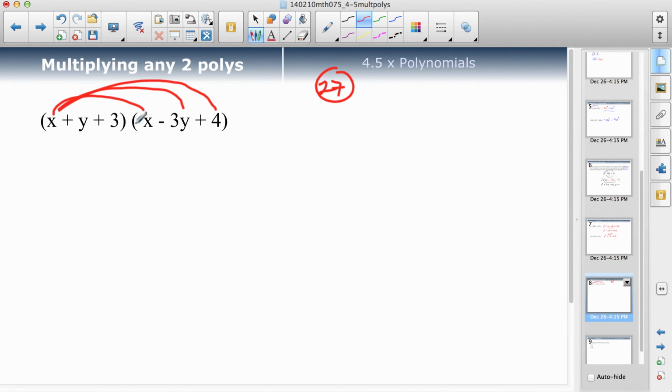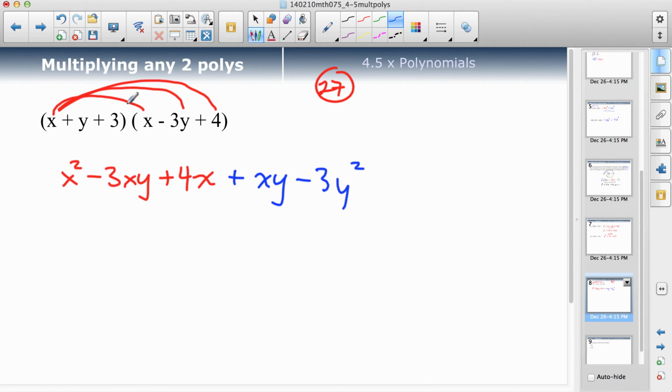I'll do it fairly quickly. X times x, x squared. Negative 3xy, positive 4x. That takes care of the x. Then the y. Y times x would be a positive xy. Notice I just put them in the right order alphabetically. Y times negative 3y would be a negative 3y squared. Y times 4, a positive 4y. Okay, and lastly, 3 times x plus 3x. 3 times negative 3y would be a negative 9y. And 3 times 4 would be 12.